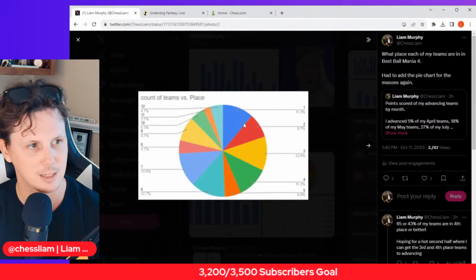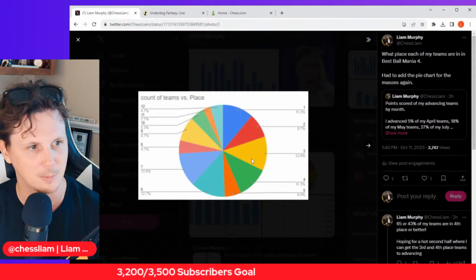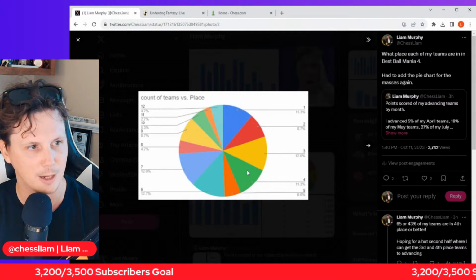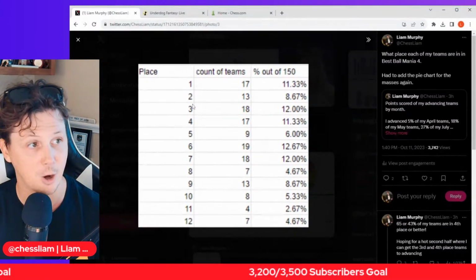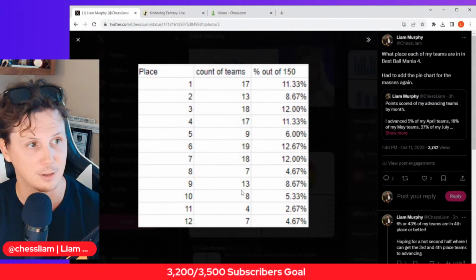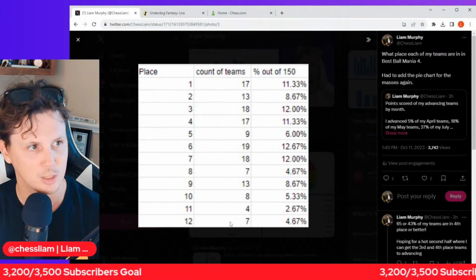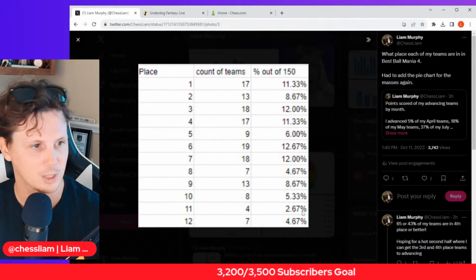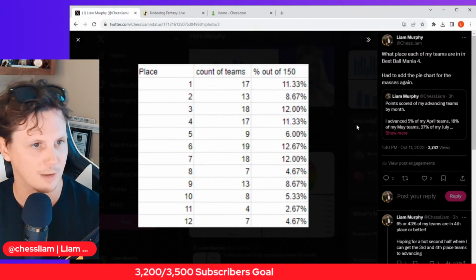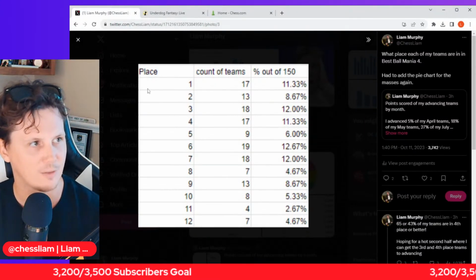So you like to see that a bigger slice of the pie, almost 40% of the pie, is in fourth or better. Good visual for that. And then here's the hard data for that: just the count of the teams and the percent out of 150. So 7 or 5% of my teams are in 12th, 2% or about 3% are in 11th place, 17 or 11% are in first.